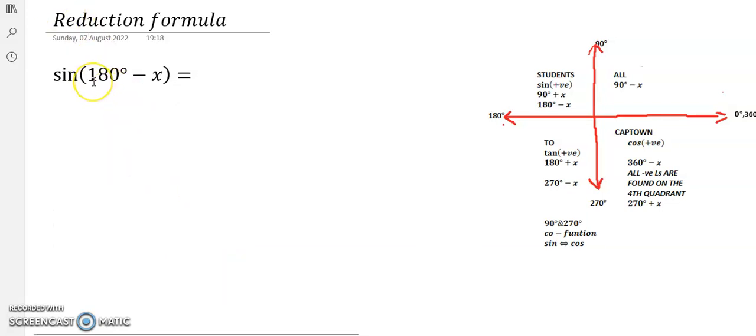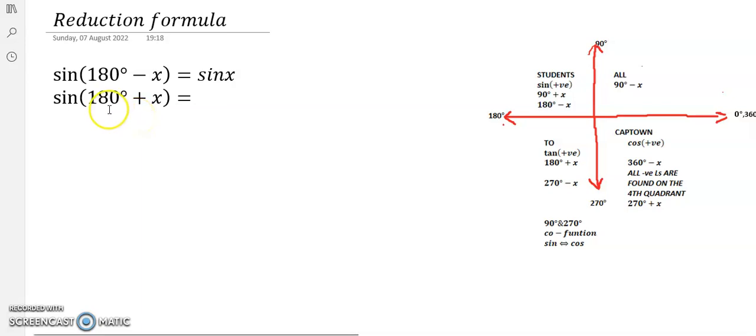Our reference angle this time around is 180 degrees minus x. 180 degrees minus x is on the second quadrant, where sine is positive. Then we're gonna have positive sine x.